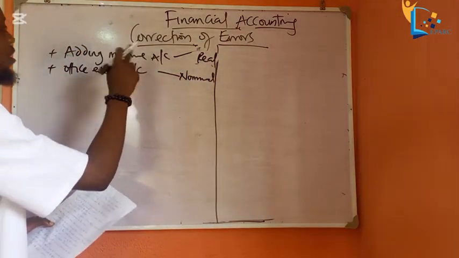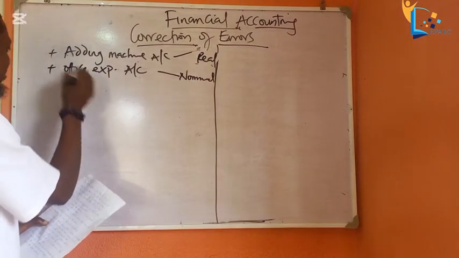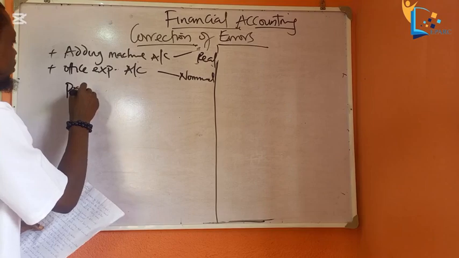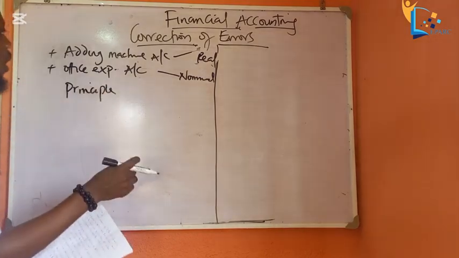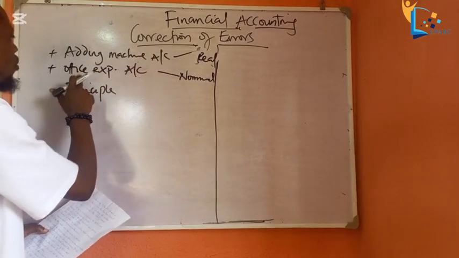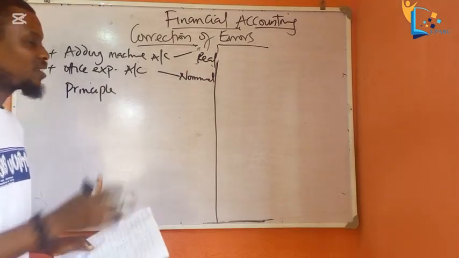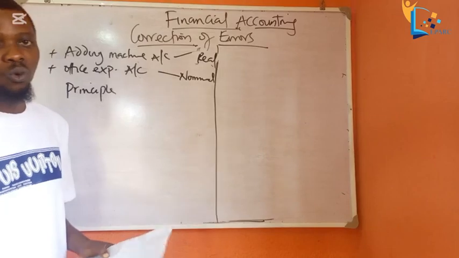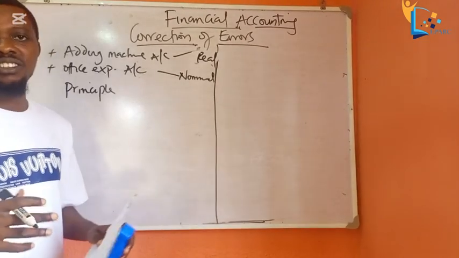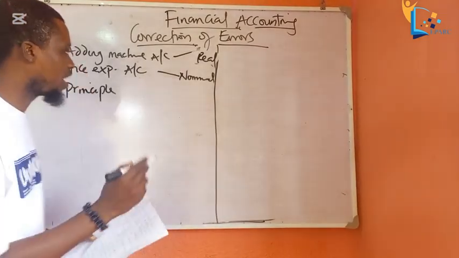So this is a wrong class of account. So this is error of principle. Okay? This is error of principle. And the two accounts involved are adding machine account and office expense account. Then, will the error affect the trial balance? No. Error of principle will not affect the trial balance. So let's show the error.